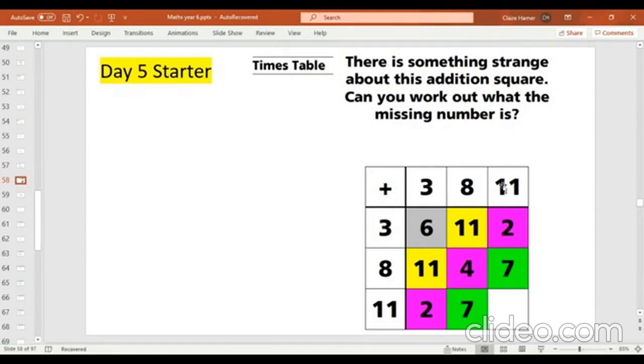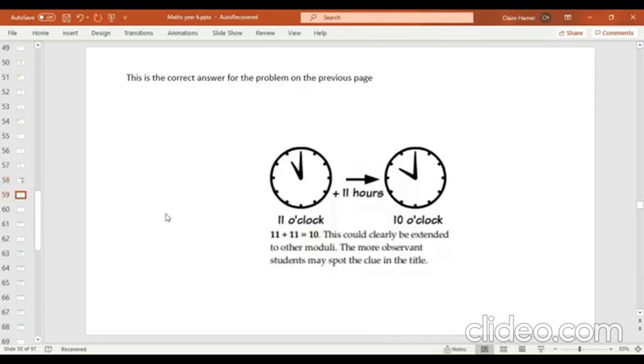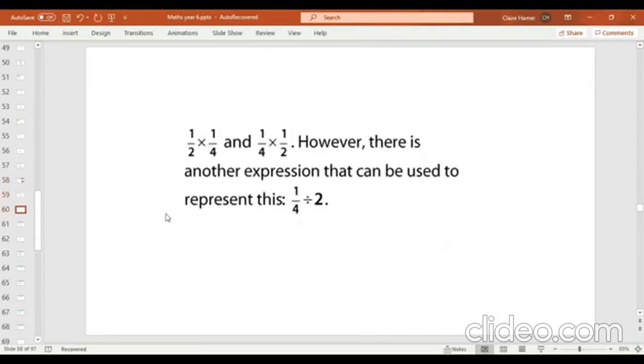This is 11 o'clock and we need to add 8 hours. So 11 o'clock, 12 o'clock, 1, 2, 3, 4, 5, 6, 7. It works. So down here, the missing number: 11 o'clock add 11 hours. I'm going to count on my fingers, or I might just have to do it in my head, but 11, 12, 1, 2, 3, 4, 5, 6, 7, 8, 9, 10. 10 is the missing number. Let me know if you got that because I'll be really super impressed.